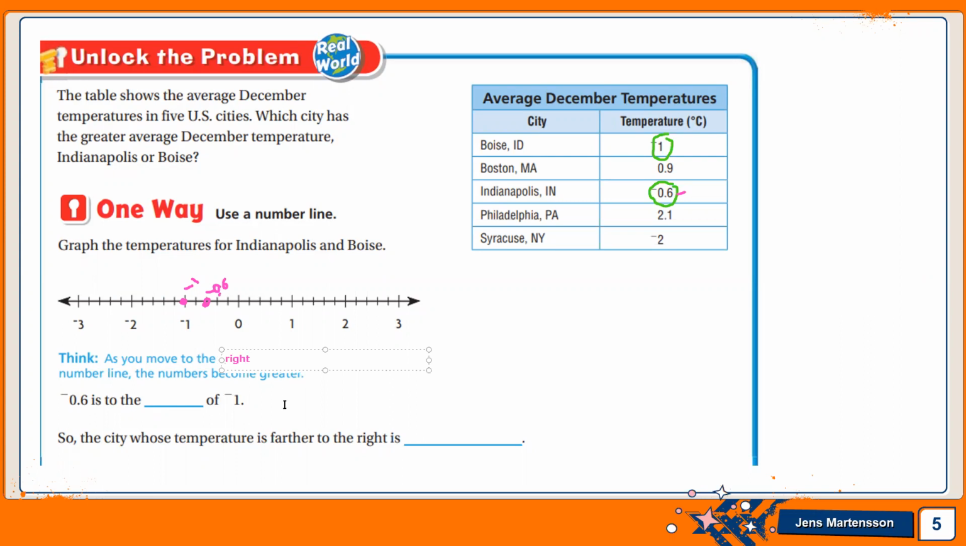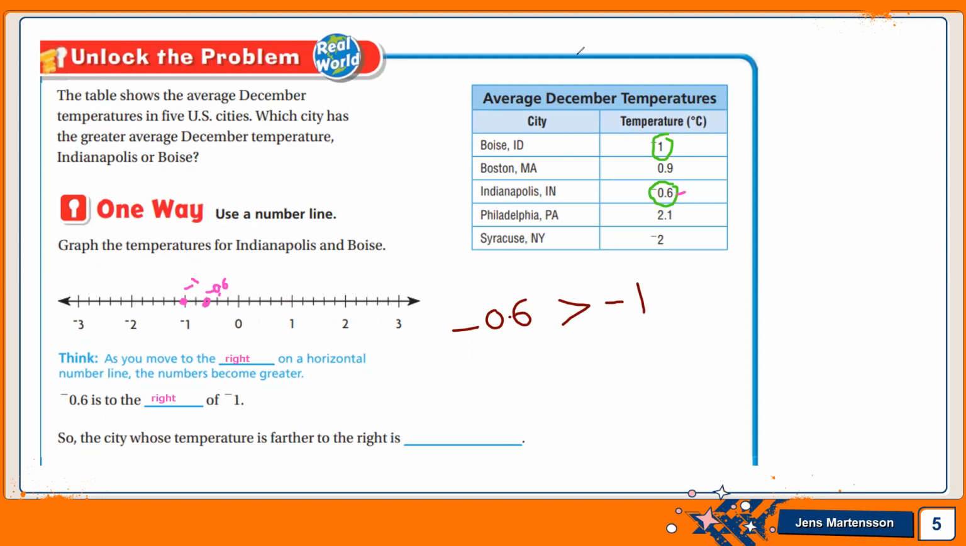As we move to the right, the numbers become greater. That's why 3 is greater than 1, and 0 is greater than -1. And -0.6, is it to the right or to the left of -1? To the right, bravo. So since -0.6 is to the right of -1, -0.6 is greater than -1.